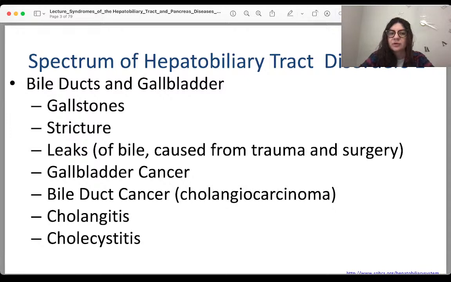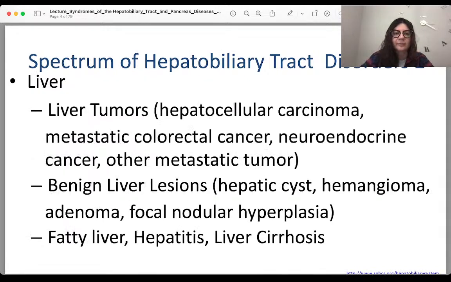In a spectrum of hepatobiliary tract disorders, we are going to discuss what diseases can be in the hepatobiliary tract. First of all, it is problems with bile ducts and gallbladder. Here we include gallstones, strictures, leaks. It is first of all leaks of bile caused by trauma and surgery. It can be gallbladder cancer, bile duct cancer, cholangiocarcinoma, cholangitis, and cholecystitis.